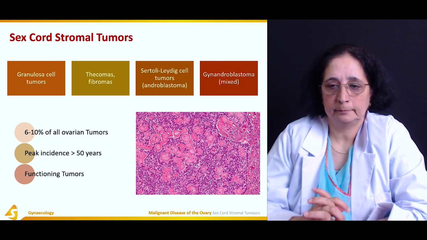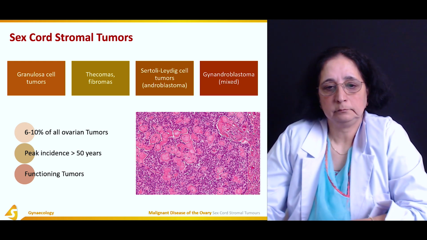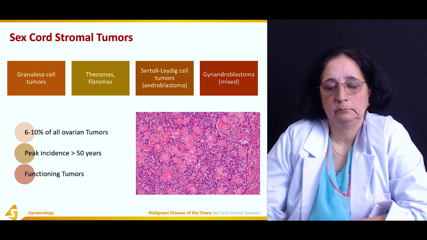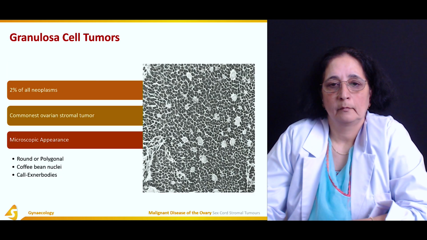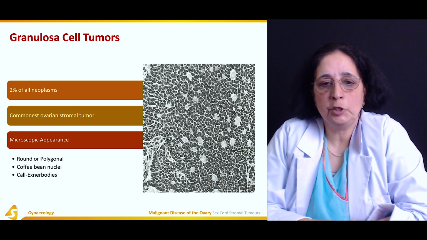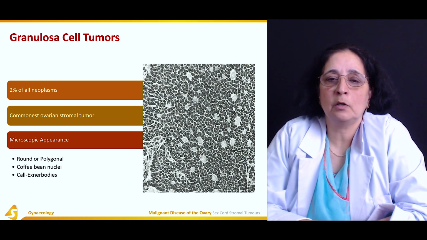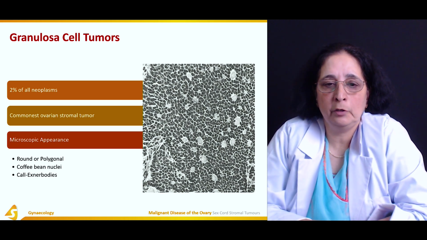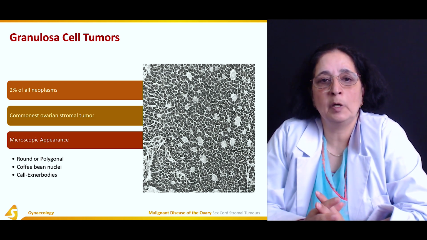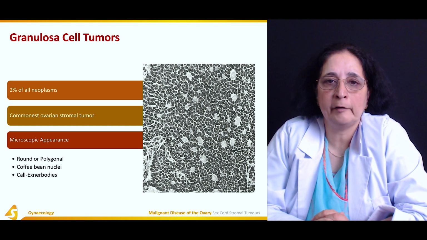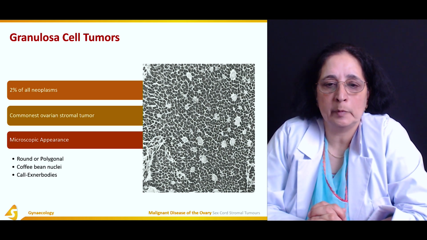Functioning tumors. Granulosa cell tumors are 2% of all neoplasms. They are the commonest ovarian stromal tumor. So most common are granulosa cell tumors.